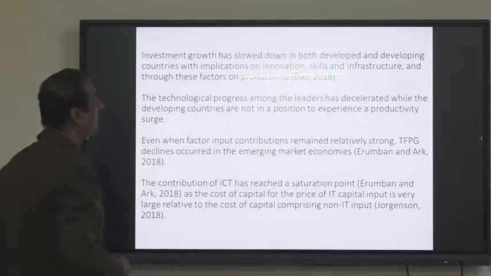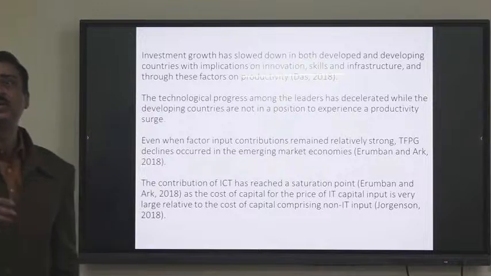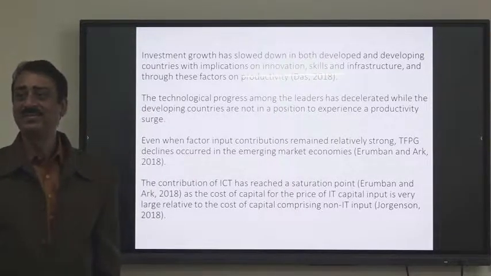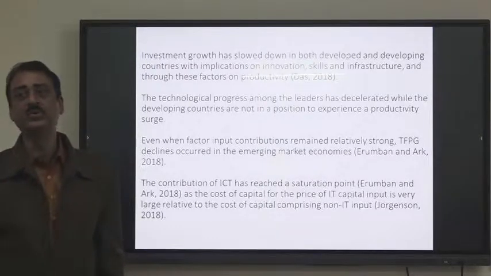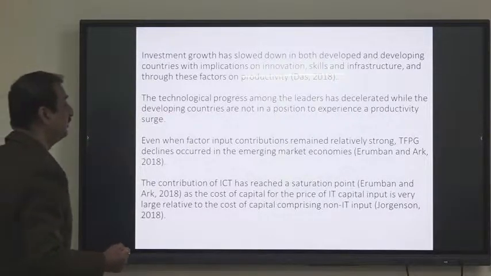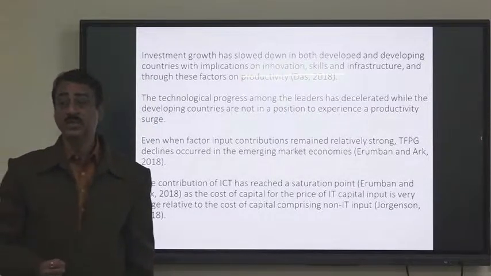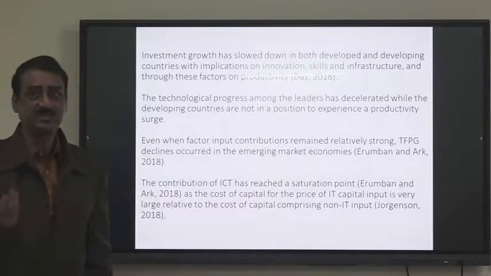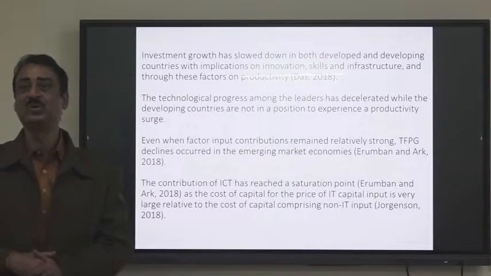The technological progress among the leaders has decelerated, particularly the countries which were supposed to lead the whole economy, supposed to lead the entire world. They have now failed, in the sense their innovation process has come down, and therefore technological advancement in those countries has also been reduced significantly. Even when factor input contributions remain relatively strong, TFPG declines occur in the emerging market economies. So once the developed countries are out of the race, then we would be expecting from the emerging economies, because they are the ones which should be able to contribute to total factor productivity growth.